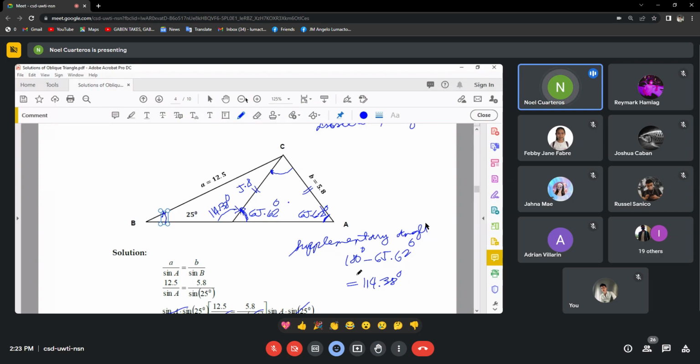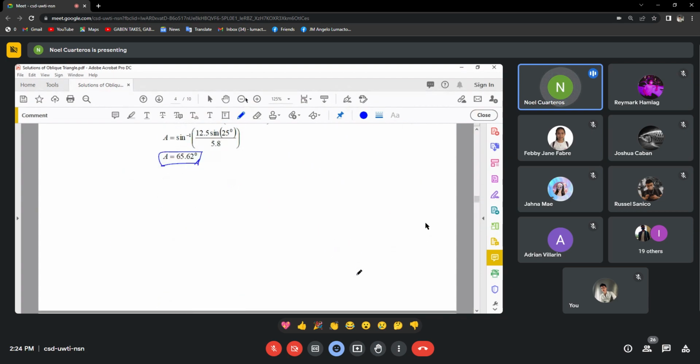So this one will be equal to 114.38 degree. So we call this one as, we are applying the supplementary angle. Di ba? Kung supplementary angle, the sum of two angles is equal to 180 degree. Ang katong complementary angle, the sum of two angles is equal to 90 degree.